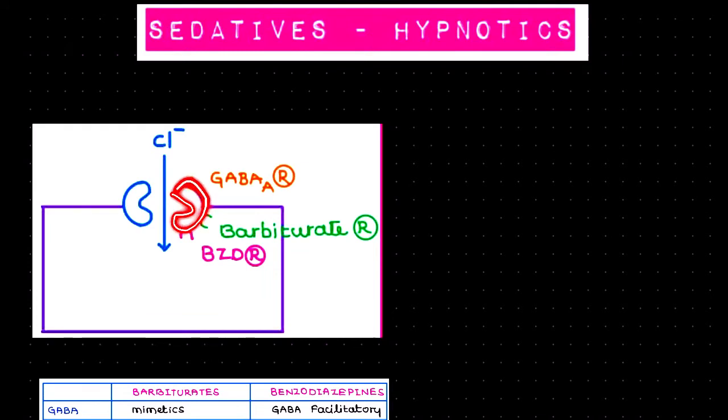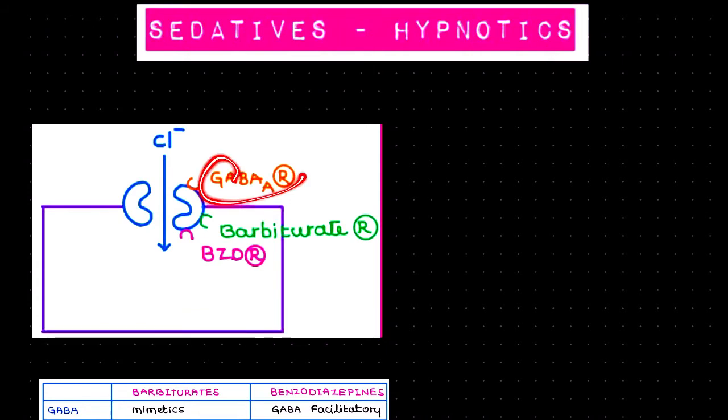This chloride channel complex will get stimulated, and it will cause influx of chloride, as we discussed earlier, and that will cause depression of the brain. It means that these barbiturates and benzodiazepines will also act as sedative and hypnotics. We knew earlier that GABA is the inhibitory neurotransmitter of the brain.